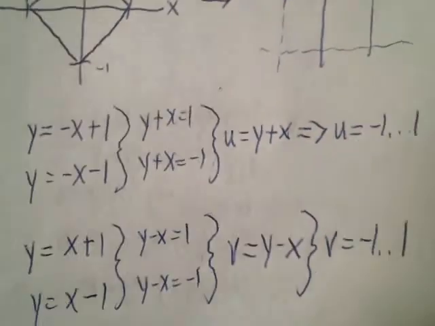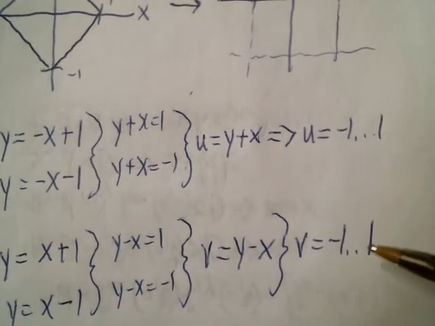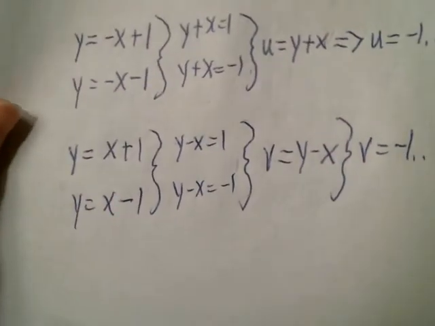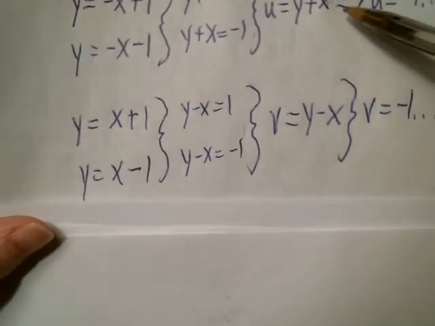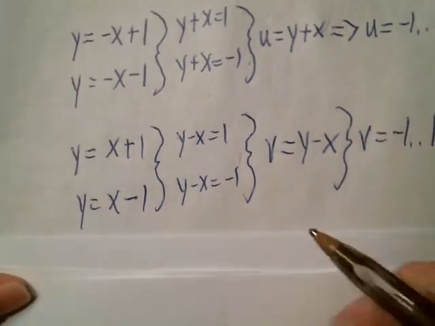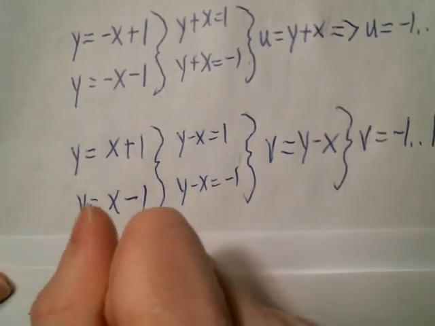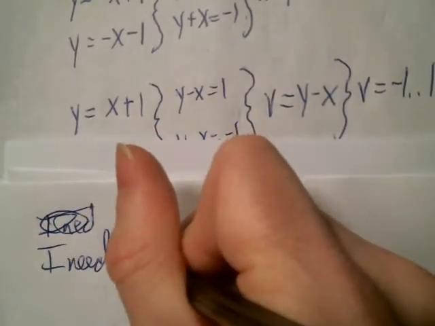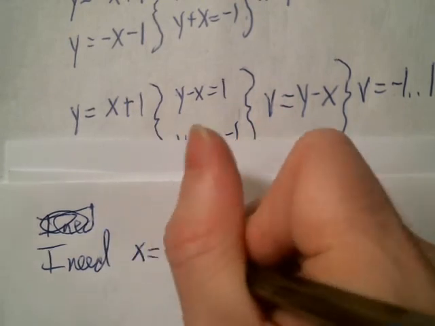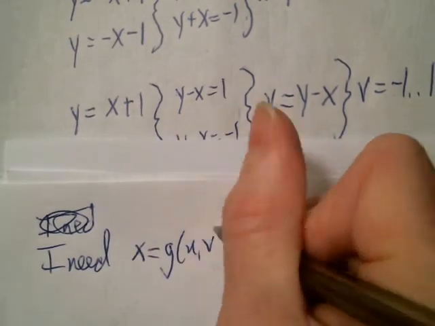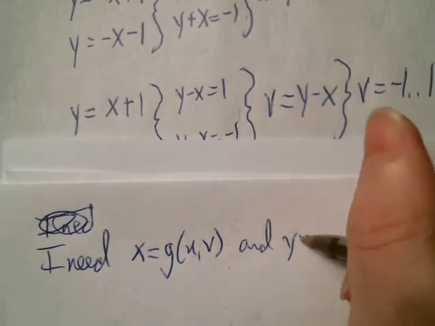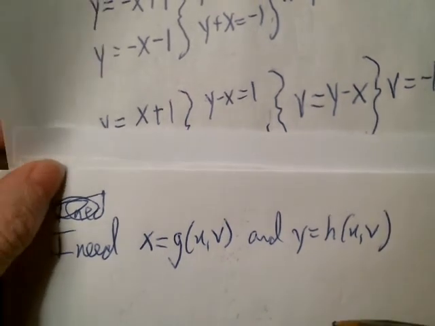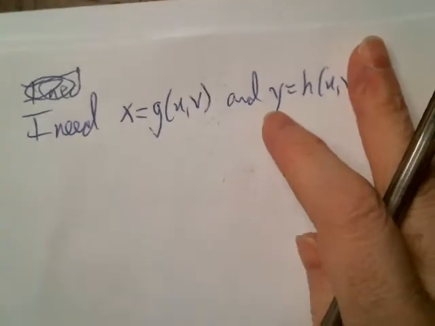All right, so next I need to get equations for x and y in terms of u's and v's. So I can use these formulas to pull that off. So I need these formulas from before. I need some formula x equals g of u comma v, and y equals h of u comma v, right? And from that, I can get my Jacobian.